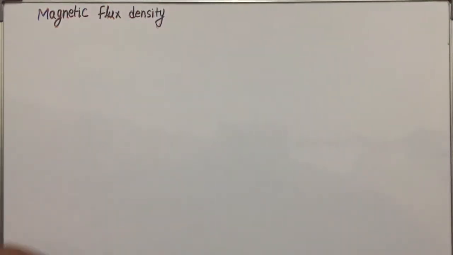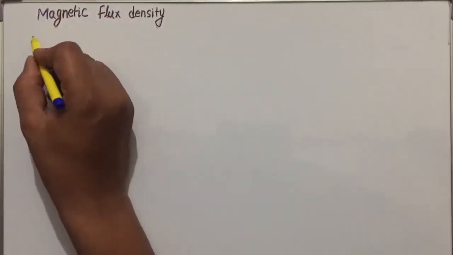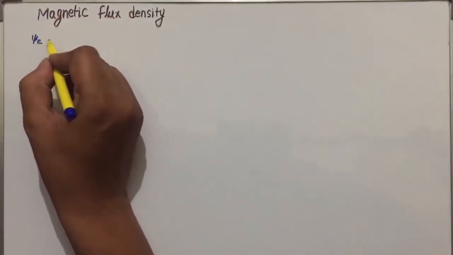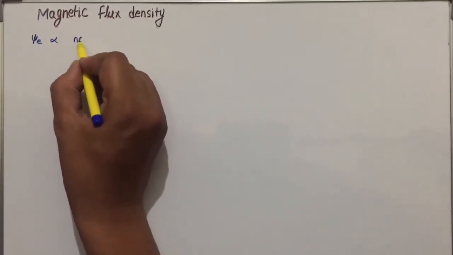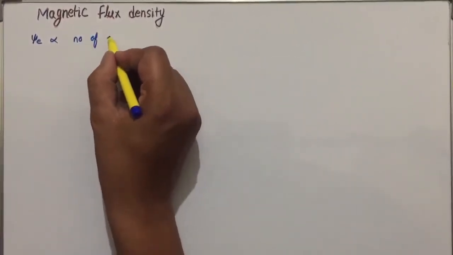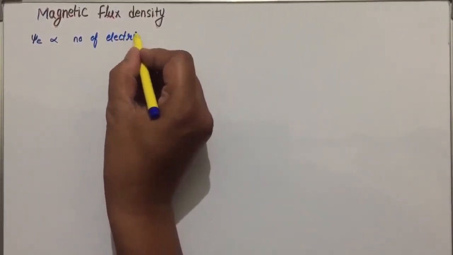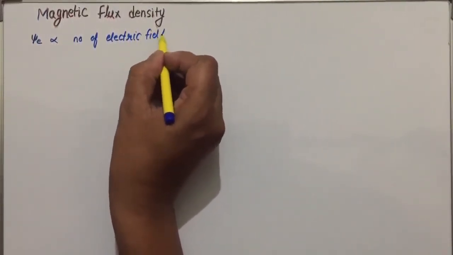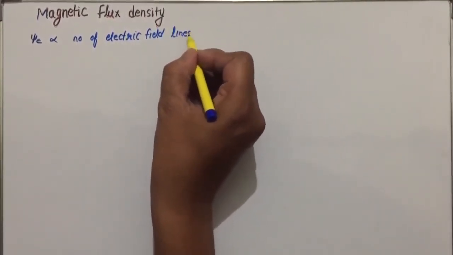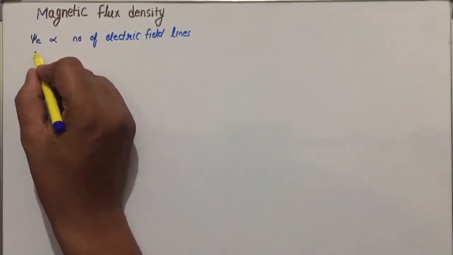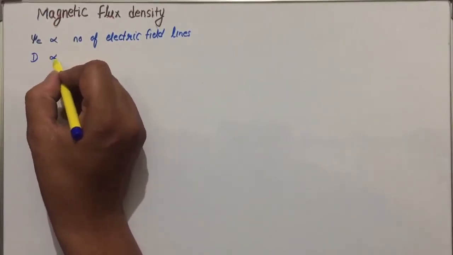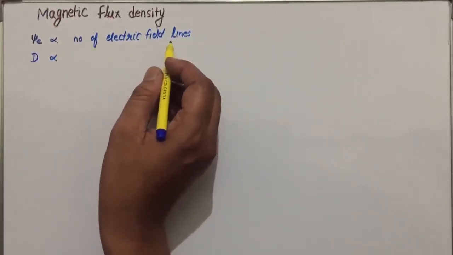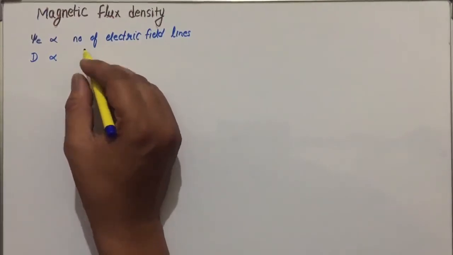Today we will discuss magnetic flux density. In electrostatics, we have studied that the electric flux was proportional to the number of electric field lines, and the flux density was proportional to the number of electric field lines per unit area.